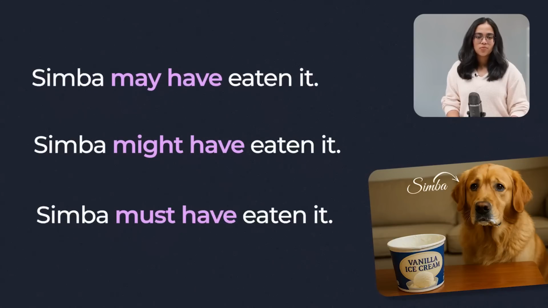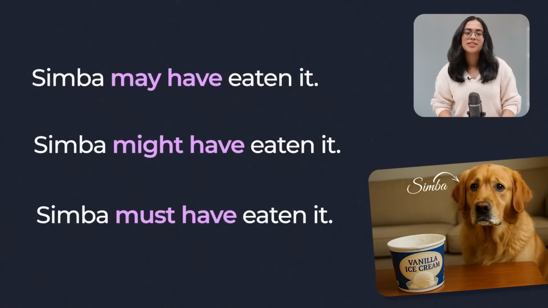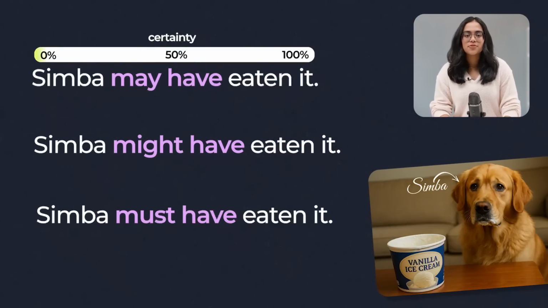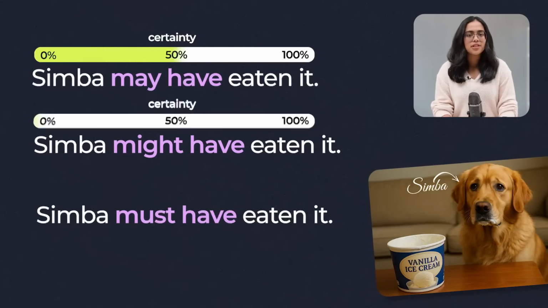Wait, what's the difference in these sentences? They all look and sound similar, right? Yes, they are similar, but not exactly the same. Each sentence shows a different level of certainty. See, may have means there's a 50% chance that Simba ate it. Might have means less than 50% certainty.